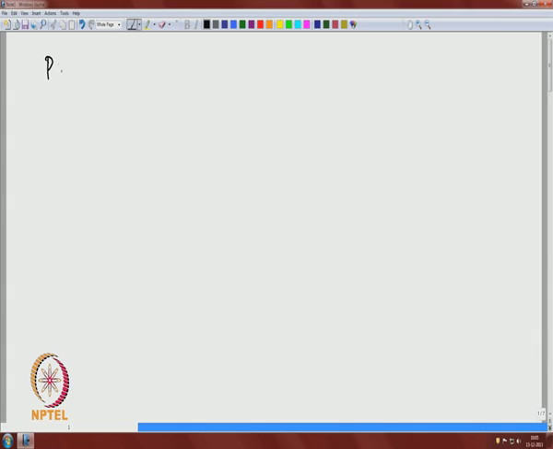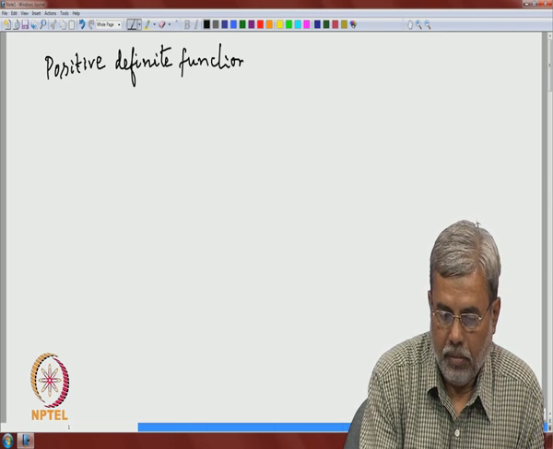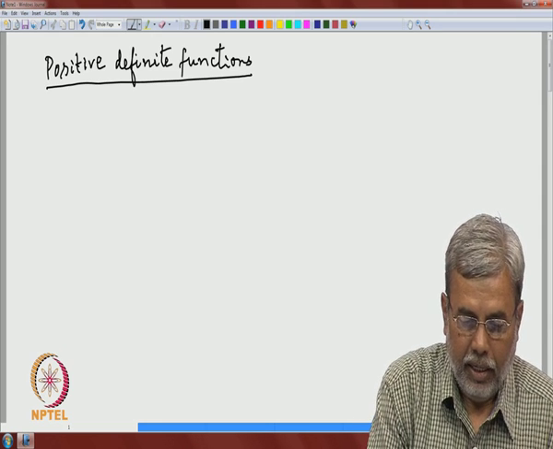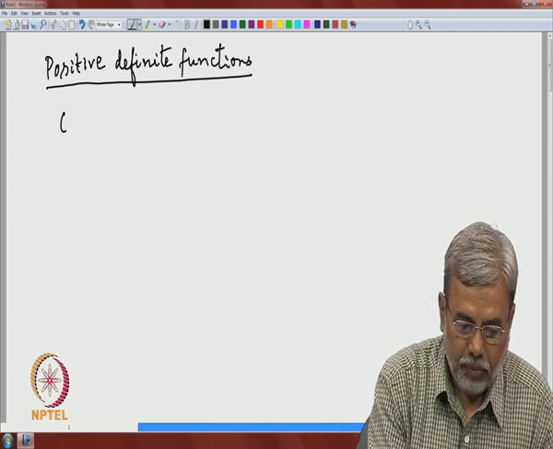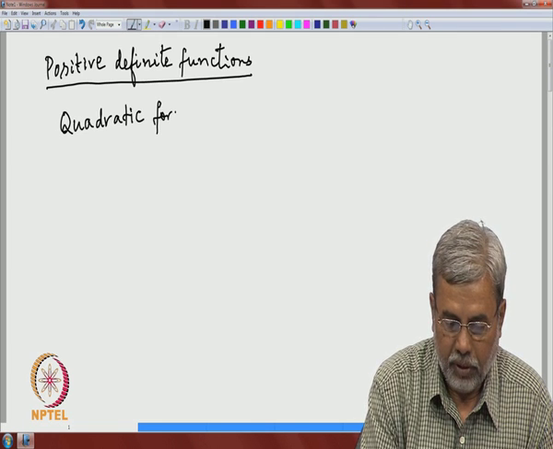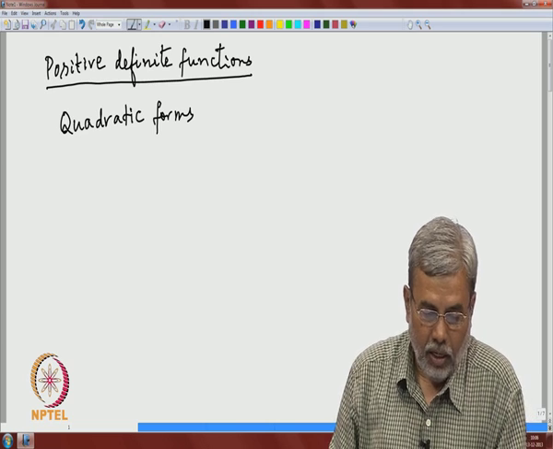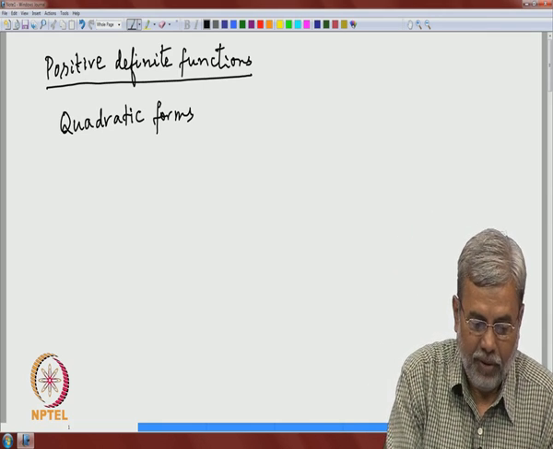Okay, so, and again linear algebra will help us, and it is the quadratic functions which are studied in linear algebra in great detail, quadratic forms, and there are very nice results which give necessary and sufficient conditions for a quadratic form to be positive definite. So, let me just briefly discuss that. Okay. What is a quadratic form?